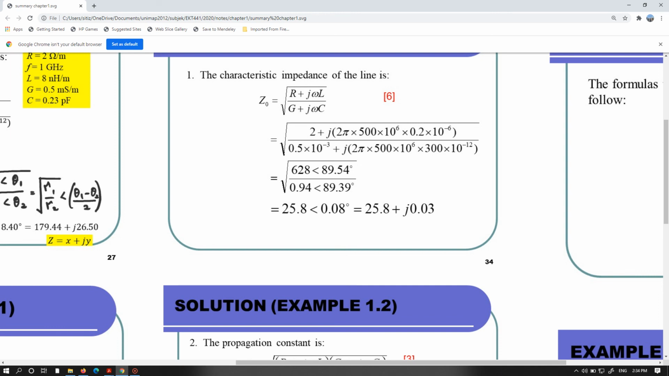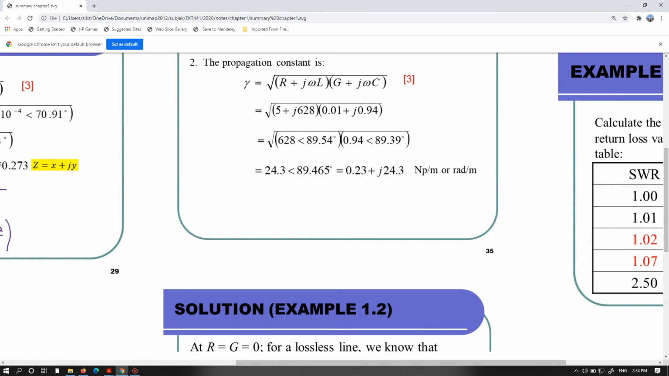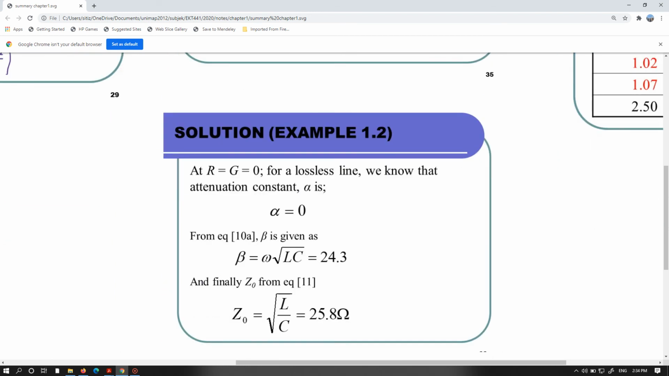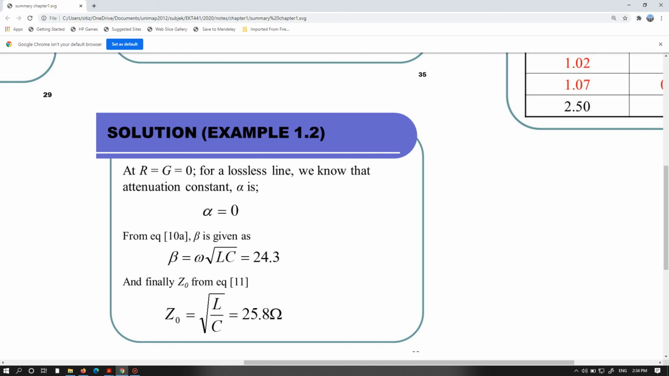As long as you know how to press your calculator, how to do the complex number operation, then you can follow this. That one is the lossy condition. At the lossless condition, alpha is equal to 0. So you can simplify the previous formula, and you get this one. So it is very straightforward. Okay.